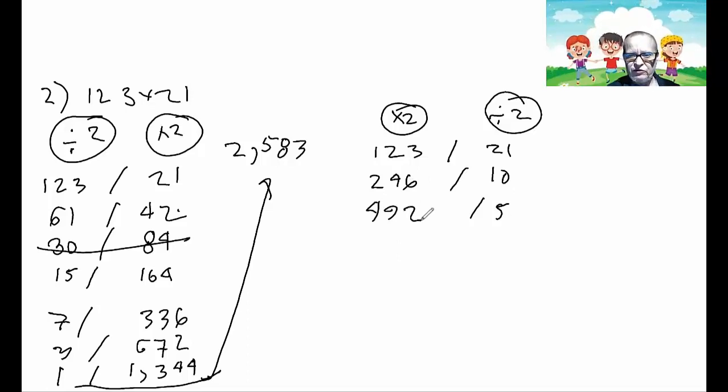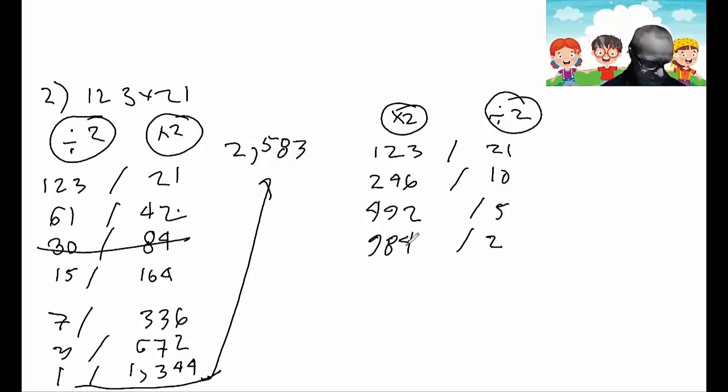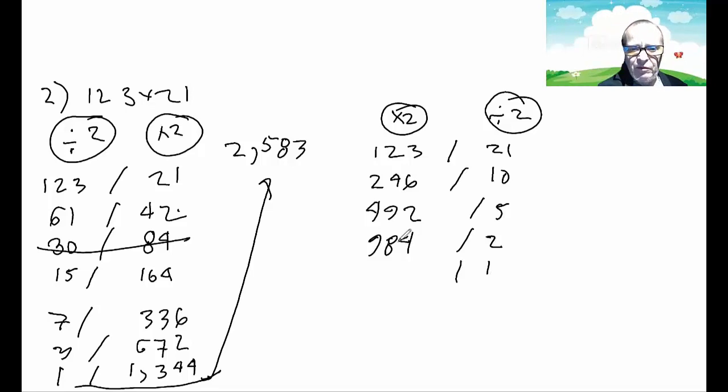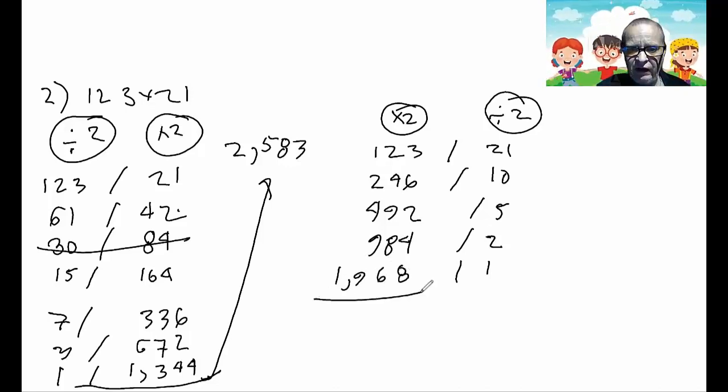5 divided by 2, throw away the remainder, I get 2. And I double 492 and I get 984. And then 2 divided by 2 is 1. And doubling the 984, I get 1,968. And I add all of that up.